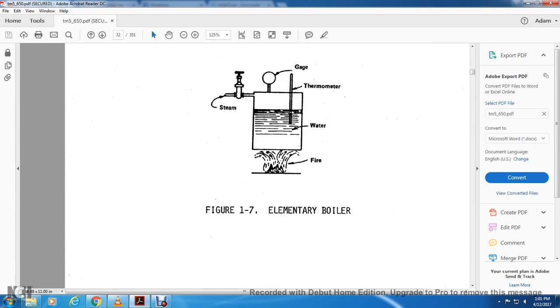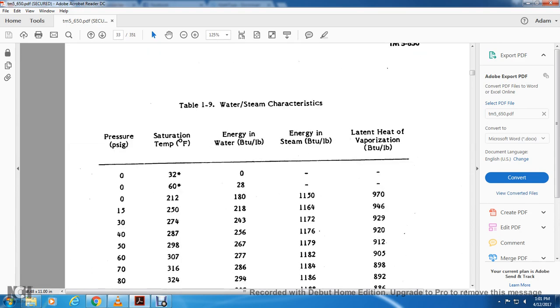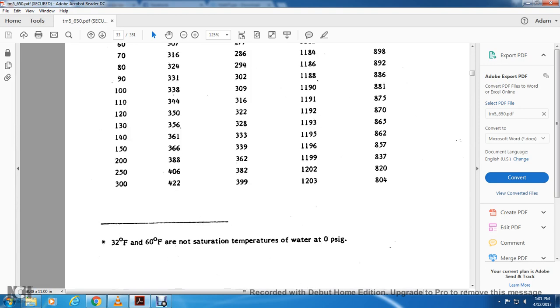Alright, 117 is an elementary boiler: the fire, the water, the thermometer, the gauge, and the steam. Water and steam characteristics: pressure in psi, saturation temperature, energy in the water in BTU per pound, energy in the steam in BTU per pound, and latent heat of vaporization.